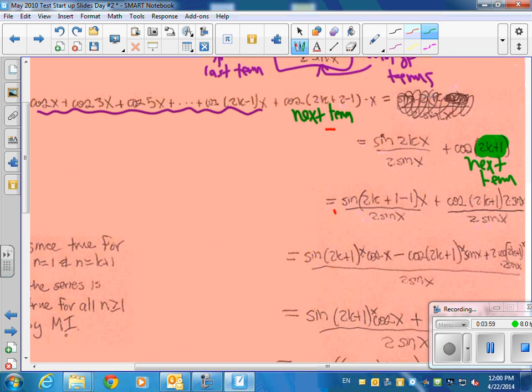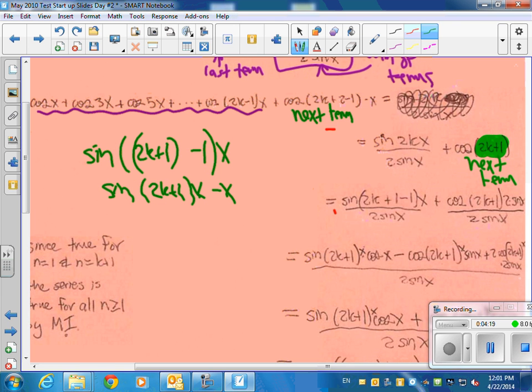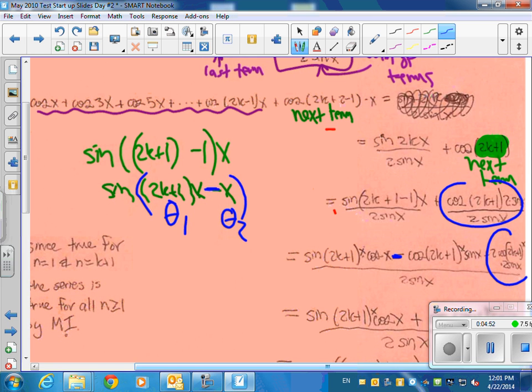So now I have 2 times (k plus 1) minus 1 times x, which is going to be the sine of (2k plus 1) minus 1 times x, which you could say is the sine of (2k plus 1)x minus x, all in the same parentheses. That's the big move on this one. This is a sine-cosine form as well. So I'm going to go with the sine of (2k plus 1)x times the cosine of x, minus the cosine of (2k plus 1)x times the sine of x, all over 2 sine x. How are we doing? That's the tough move.